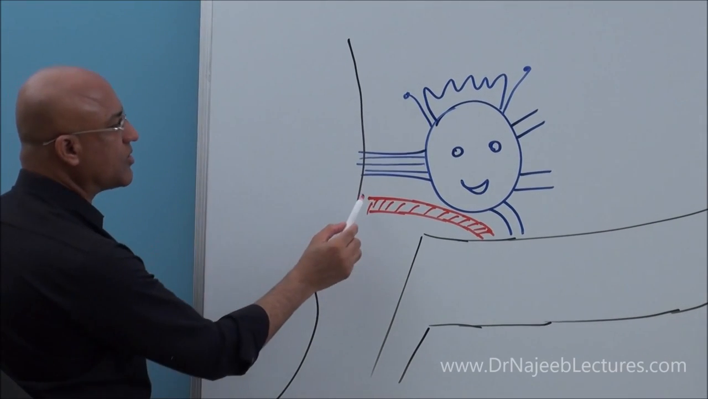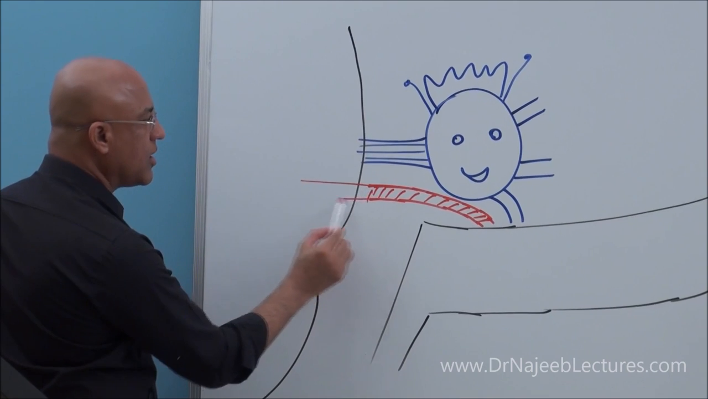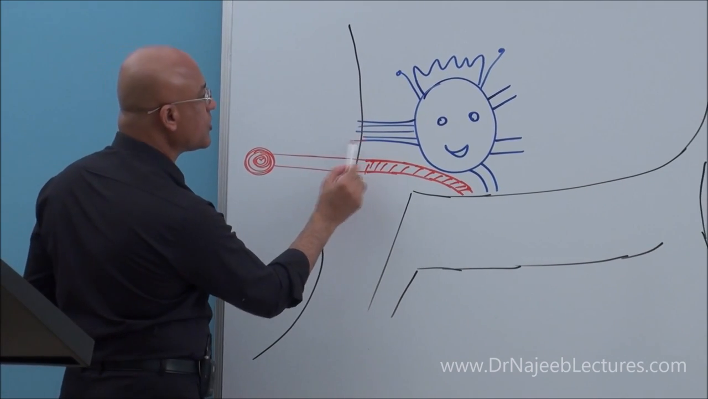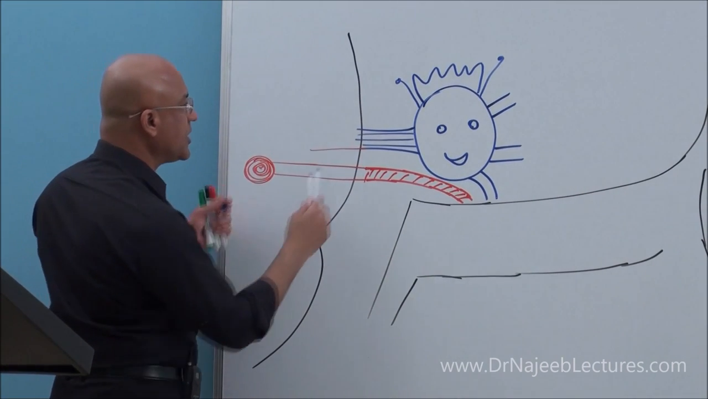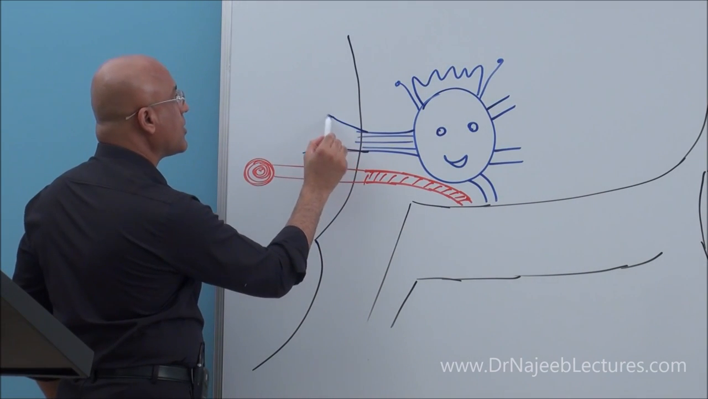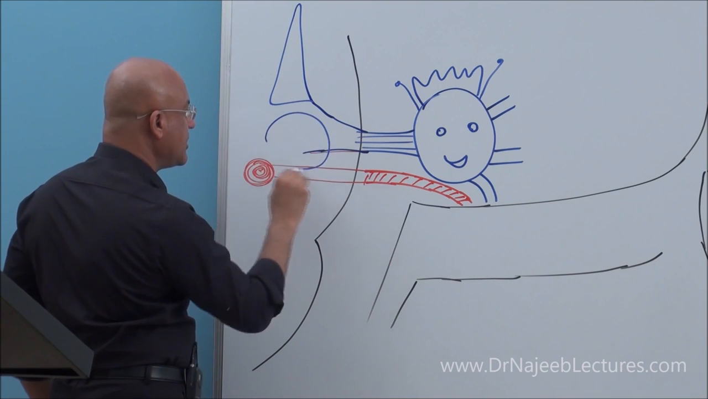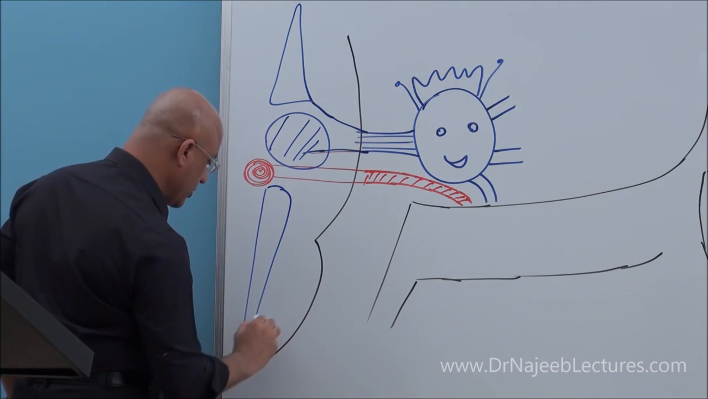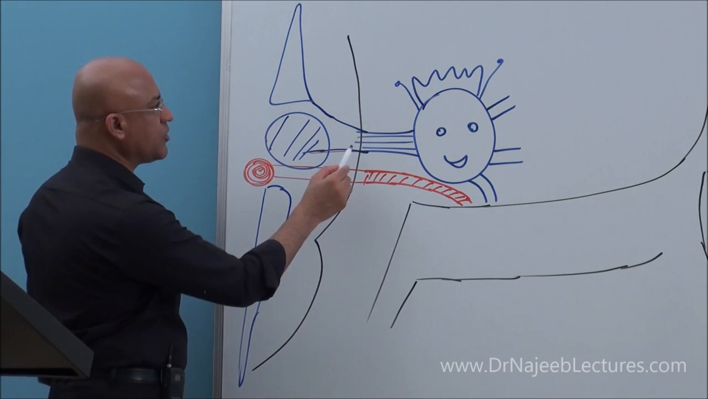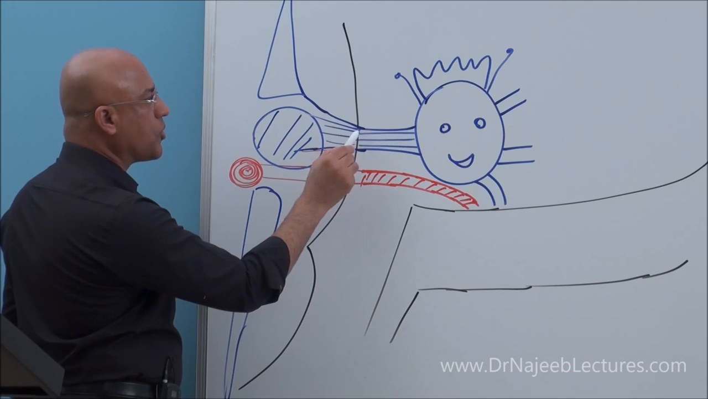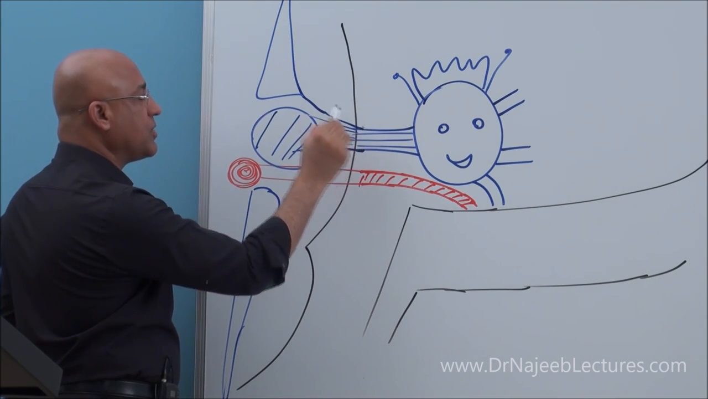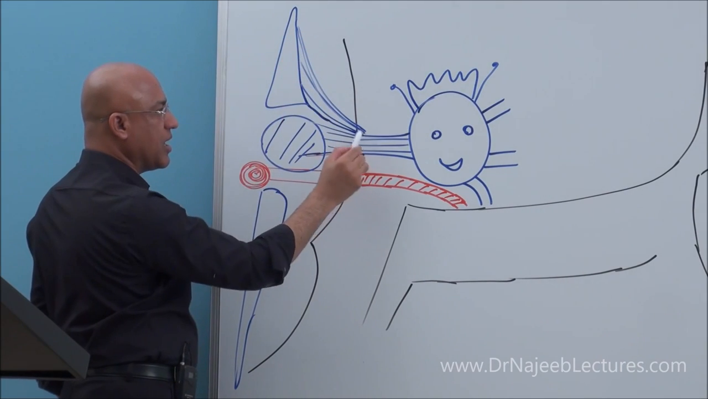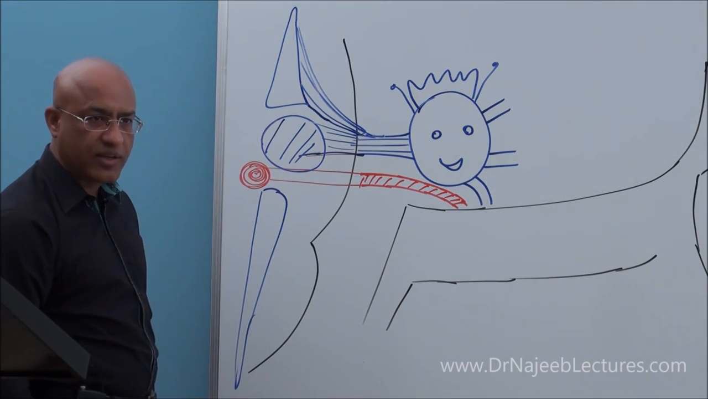And this is connected centrally. You know where it is connected? The motor root is connected with the motor nucleus of trigeminal, and the sensory root is connected with three, guess what? Three nuclei: the mesencephalic nucleus, the principal pontine nucleus, and the spinal nucleus of the trigeminal system. As you know, proprioceptive fibers, especially from the muscles of mastication, which come from the mandibular nerve, are diverted to the mesencephalic nucleus.